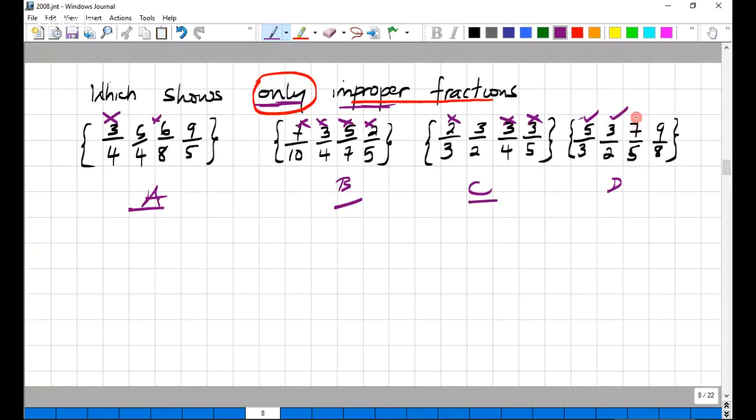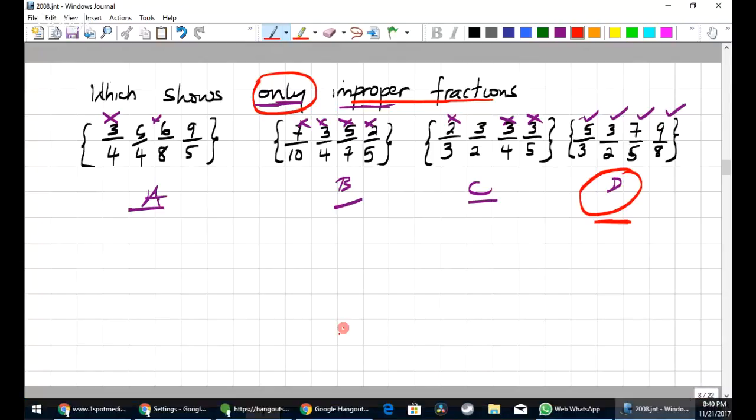7/5. Improper. What's the last one? What do you call this one? 9/8. And that one is good. So which one is the answer? Sir, D, sir. Okay, so option D would be the answer. So for this question, we needed to be aware of what is a proper fraction versus an improper fraction. Cool? Yes, sir. No questions regarding that one, right, everybody? Yes, sir.